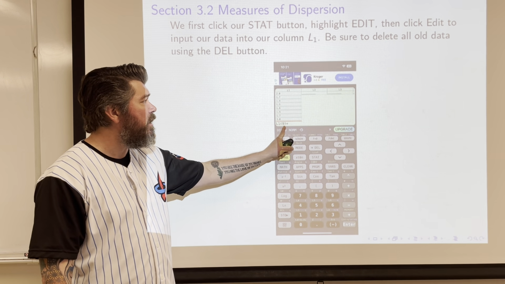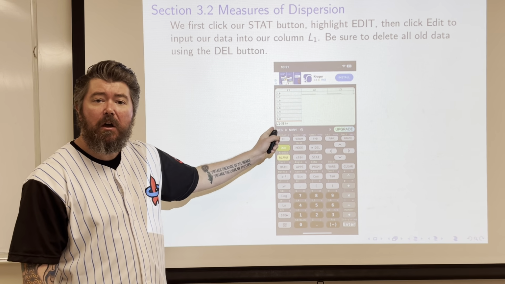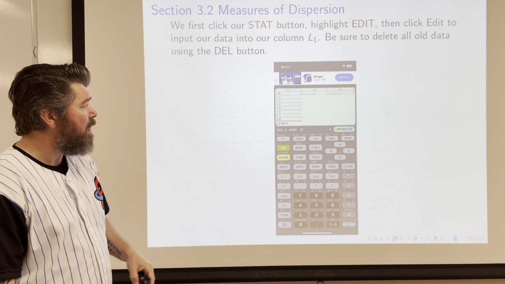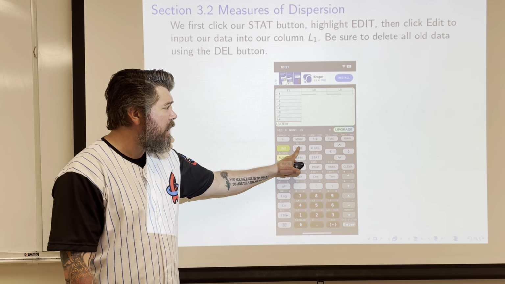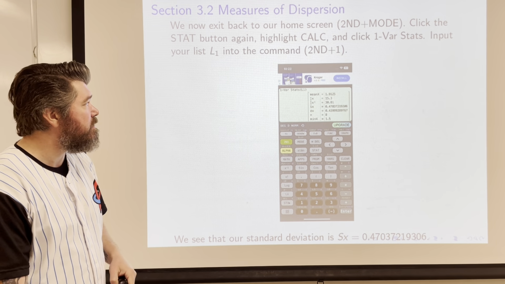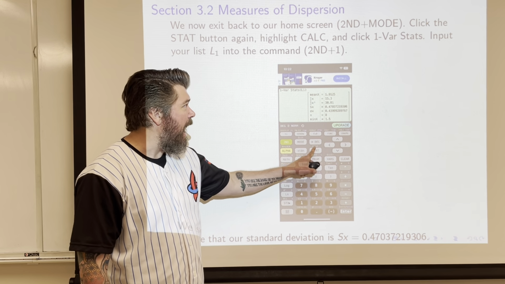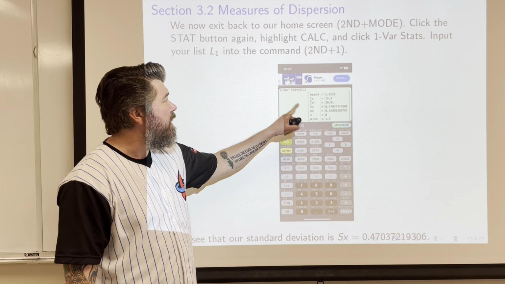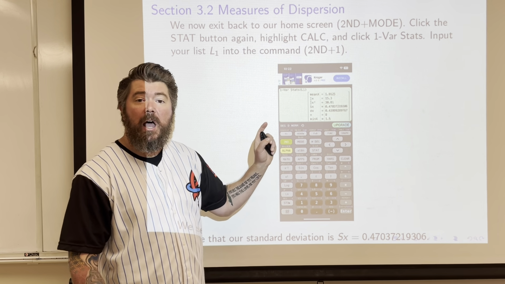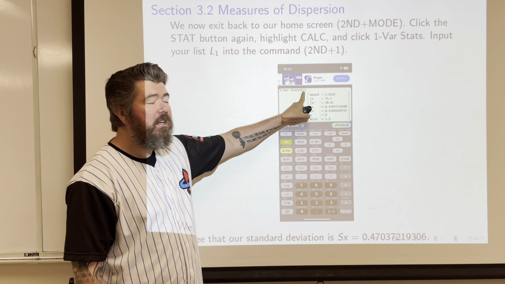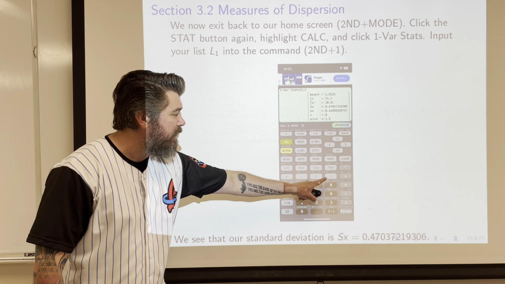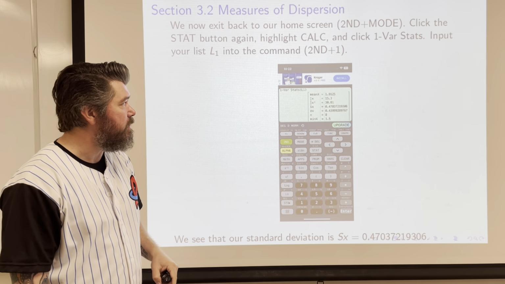We're going to put all of our data, 2, 1.7, and so forth, given in the previous slide, into our column L1. Once we've done that, we click second and mode, and this will take us back to the home screen where we're able to calculate our statistics. So again, we're going to click stat and then highlight our calc and click our 1-Var Stats. This pulls up our 1-Var Stats function. And we're not using any weights here, so I only need to account for L1. So I'm going to click second and the number 1 and then close off my command using a right parenthesis.